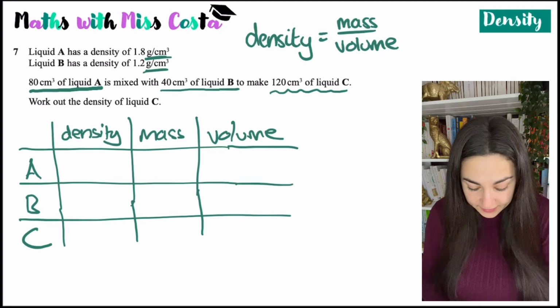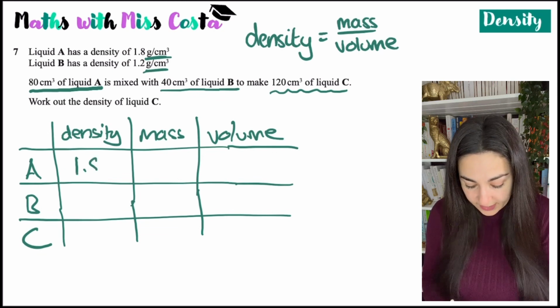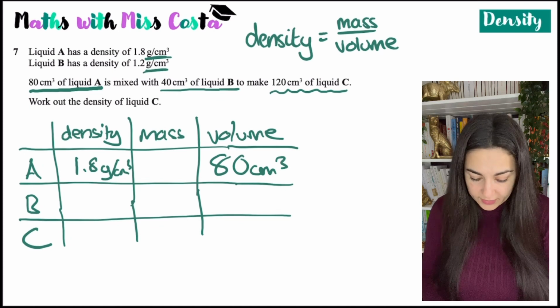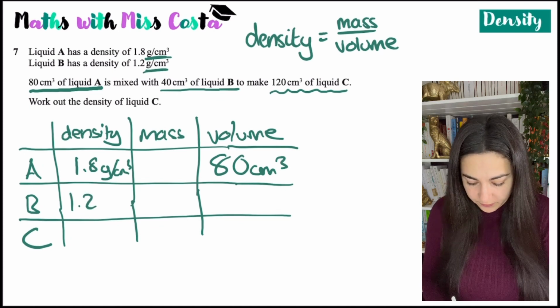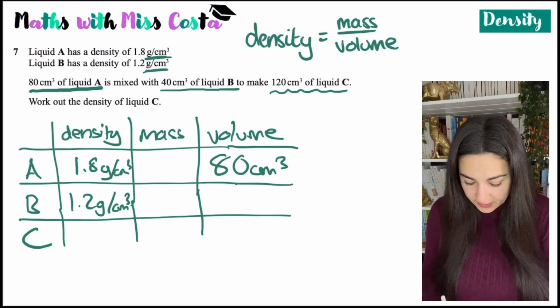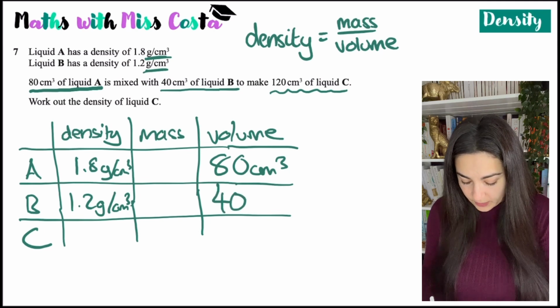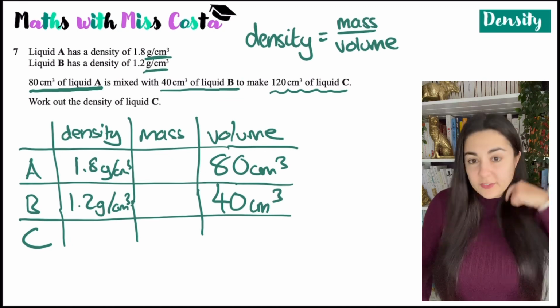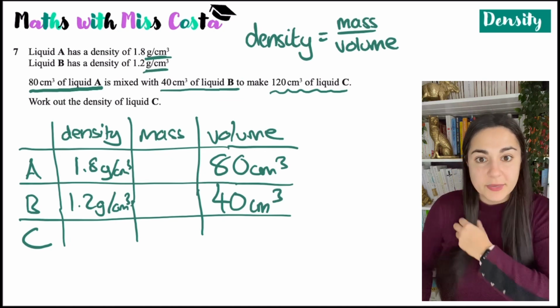So the density of liquid A is 1.8 grams per centimetre cubed. We don't know the mass, but we know that we're going to be mixing a volume of 80 centimetre cubed. And for liquid B, we know it has a density of 1.2 grams per centimetre cubed. We don't know the mass, but we know we're going to be mixing a volume of 40 centimetre cubed. So what we can do is use our formula to work out the missing information.